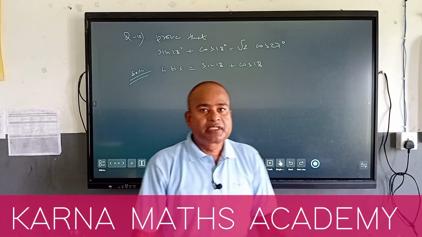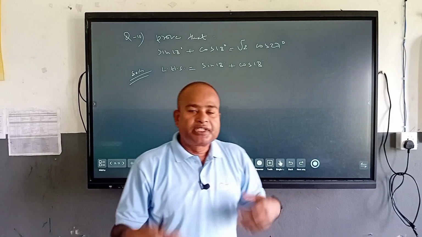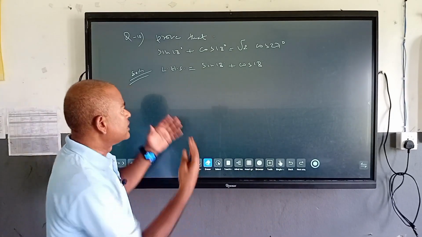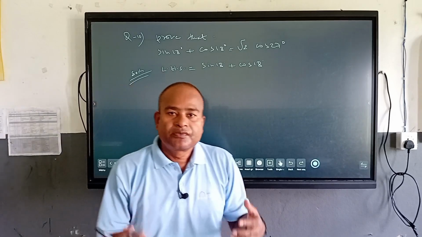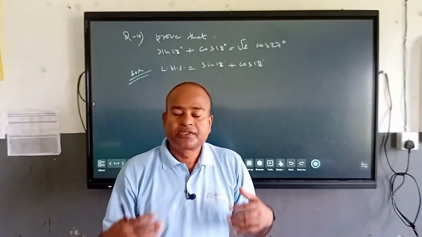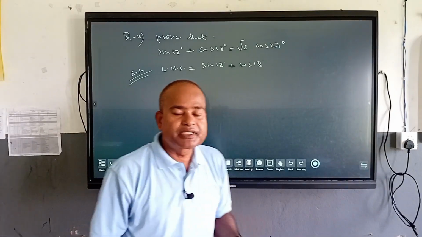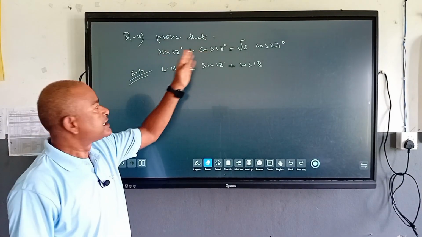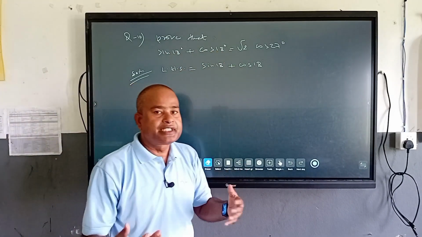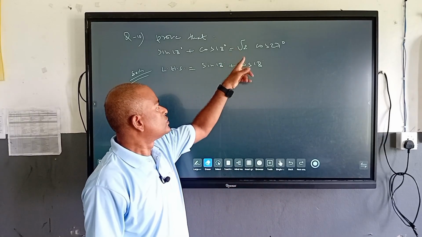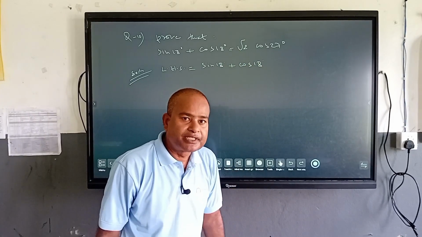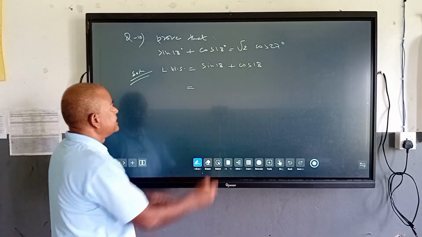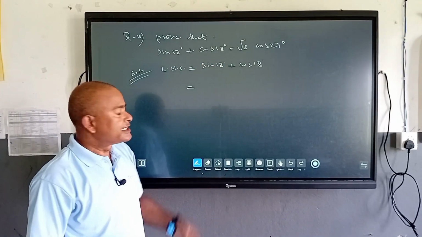Today's topic is trigonometry. Dear students, today in this video we are going to prove one of the most important questions from trigonometry, which is frequently asked in the examinations. Here we go. Dear students, the question is: prove that sin 18 degree plus cos 18 degree is equal to root 2 times cos 27 degree. So dear students, LHS is equal to sin 18 plus cos 18 degree.